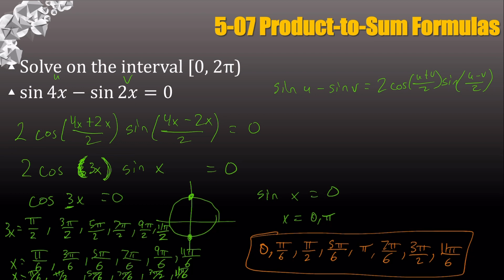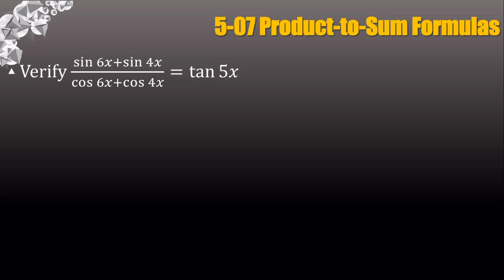One more. Let's verify the identity. Well, if I start with the left-hand side, we have sine plus sine, so that was sine of u plus sine of v was 2 sine of u plus v over 2 cosine of u minus v over 2. So that's what we're going to fill in for the top.